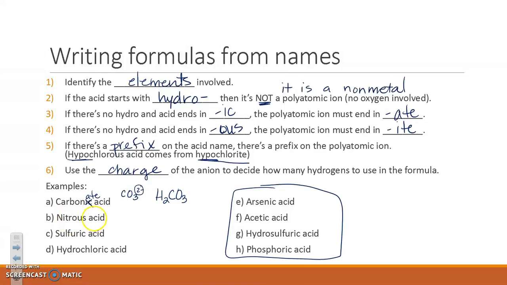Nitrous acid, no hydro, so it has to be a polyatomic ion. We change OUS to ITE. Nitrite is NO2 with a -1 charge. How many hydrogens? 1, HNO2.